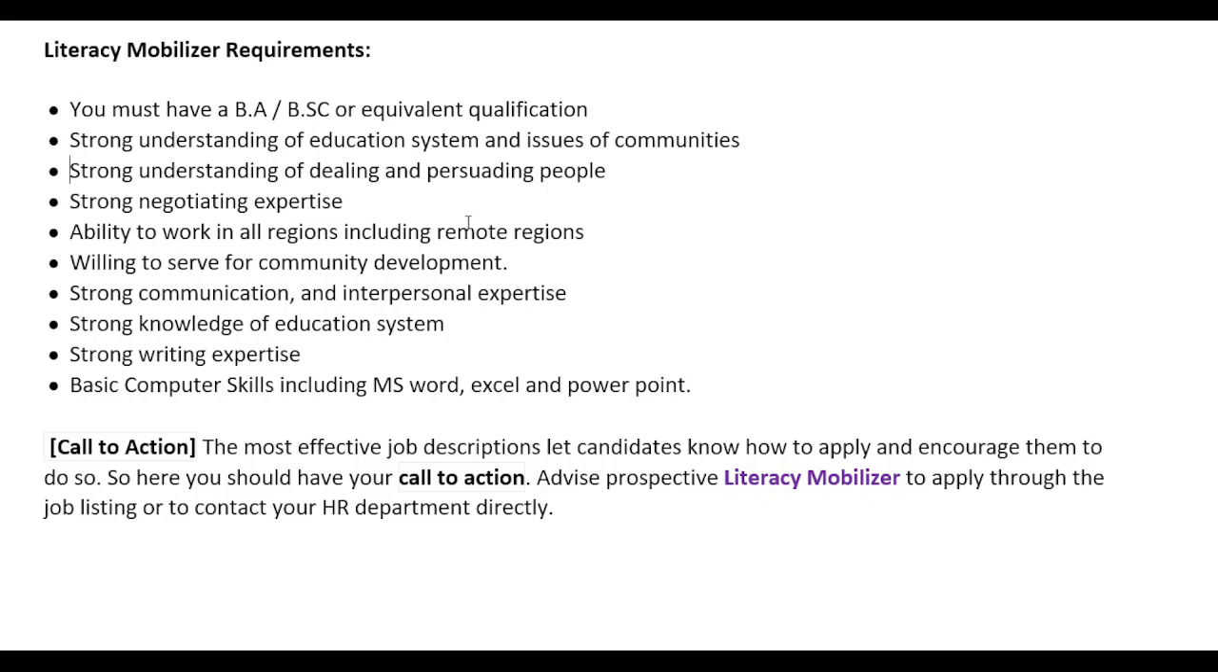And at the end, our job description ends with a call to action paragraph that states how a particular potential candidate can apply for a particular job, or in easy words, how they approach an HR department to get more information about this particular job of a literacy mobilizer. So basically, a medium of contact is written in this section by an organization. And finally, our job description is ended here.